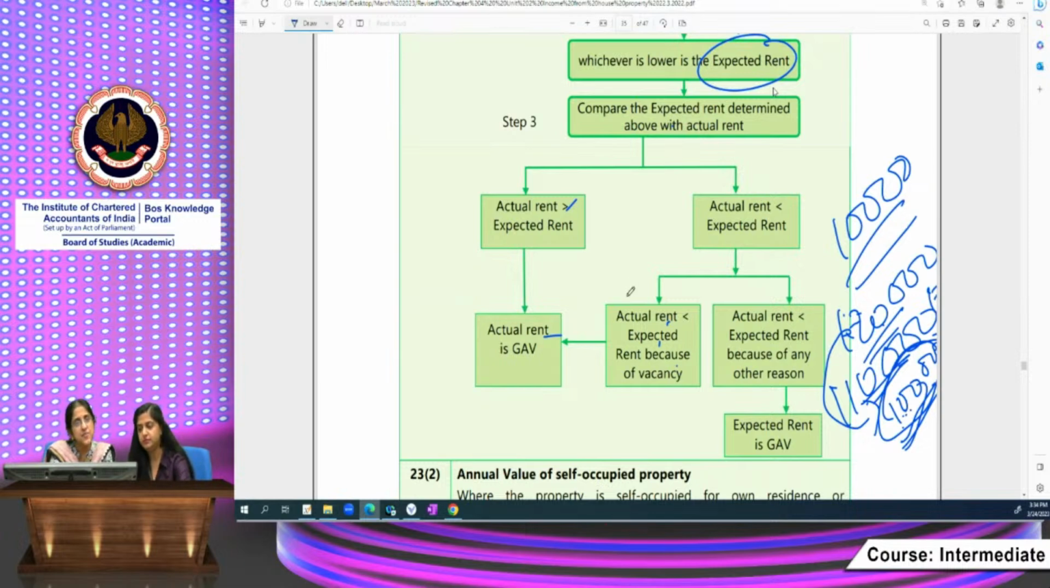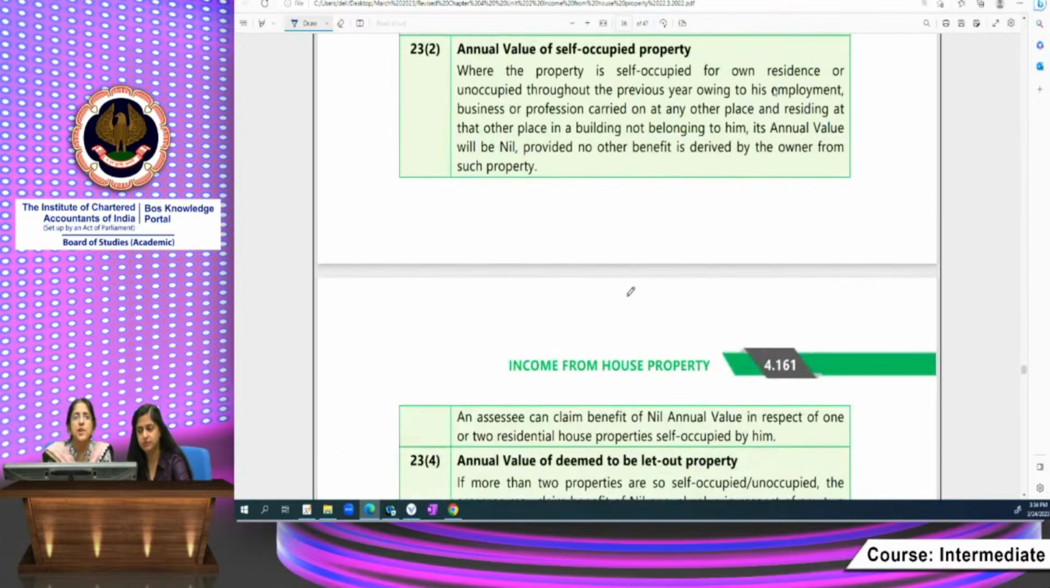Then a self-occupied property is a property which you or your family occupies. In such a case, the benefit of annual value, you can treat it as nil. So normally, for 2 house properties, you can take the benefit of nil value. If you have 3 self-occupied properties, then one will be deemed to be let out. That also you have to do a calculation to see which is more beneficial. You have a choice. You can choose which of the 2 you wish to claim as self-occupied.